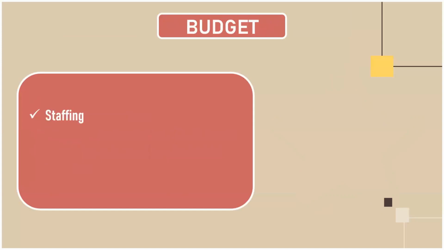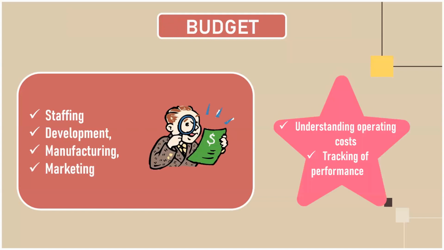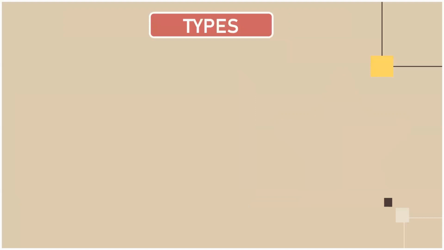So in the budget, you talk about the staffing, the cost that you will be incurring, or the expenditure that will be incurred while employing your staff. Then the expenses that will be incurred in the development process, the manufacturing process, and the marketing process. So you actually understand the operating cost in the budget, and you also track the performance of how you are achieving your business plan, or how you are able to move as per your plan.